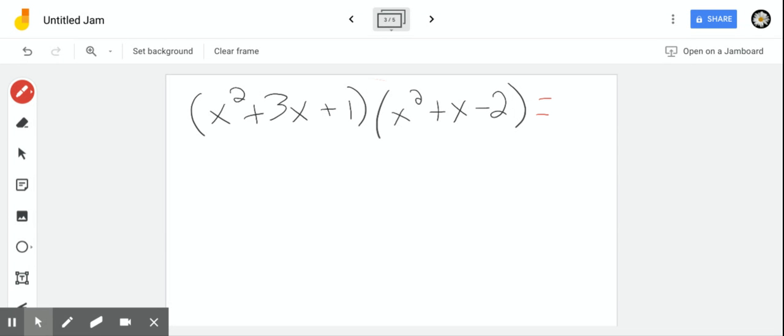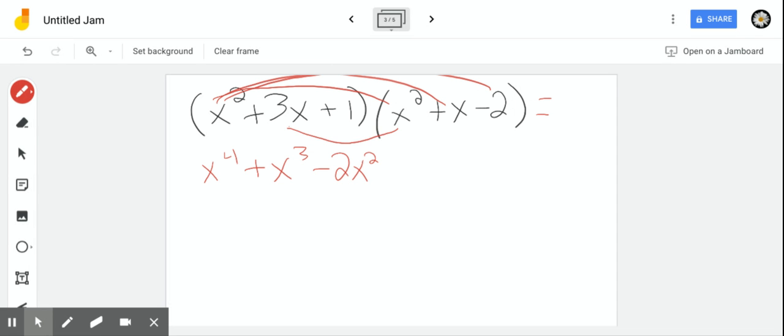So I'm going to start with multiplying everything by x squared. So this is going to give me x to the fourth plus x cubed minus 2x squared. Now I'm going to distribute the 3x next. So I'm going to multiply here, but instead of writing these out into one big line, I'm going to write this underneath its like term.